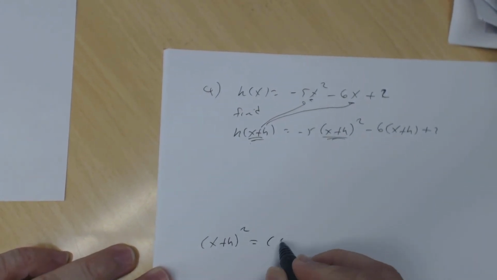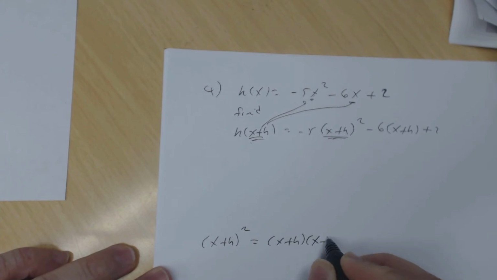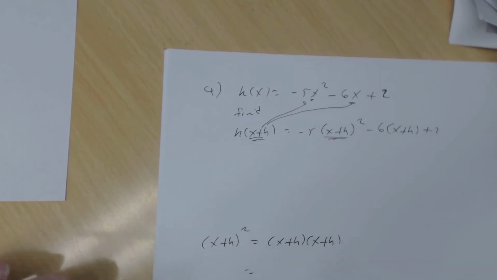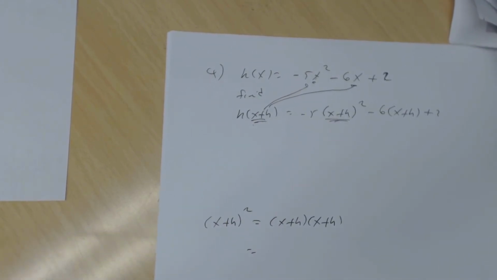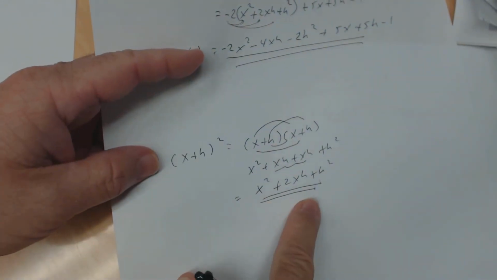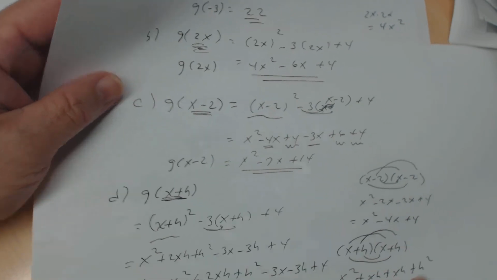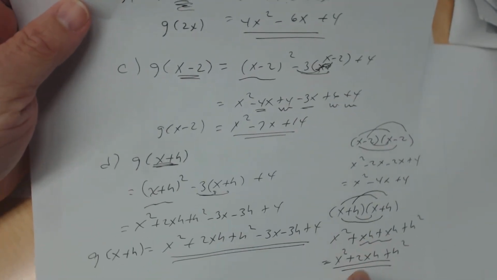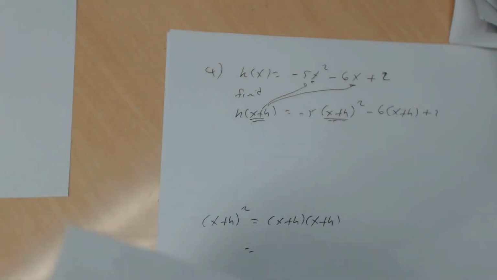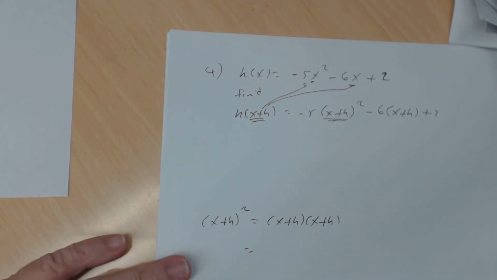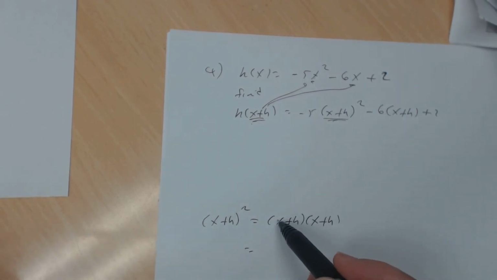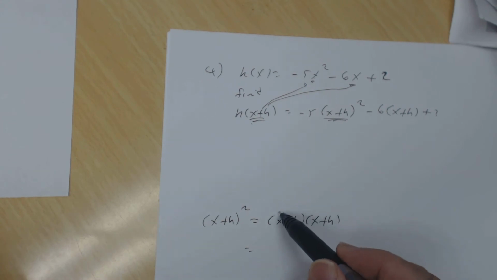Well, that's x plus h times itself. And if I FOIL it out, now remember, this will always be the same as what you did here. X plus h squared will always equal the same thing. You see, it's always equal the same thing. X squared plus 2xh plus h squared. Well, the problem is that some students don't remember that, so just FOIL it out. Just be on the safe side. Don't guess at it. FOIL it out.